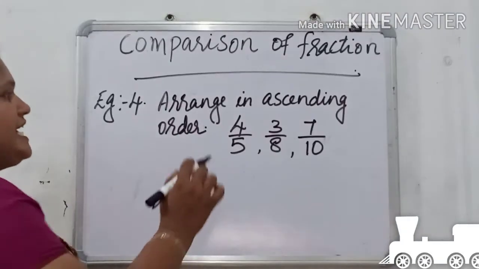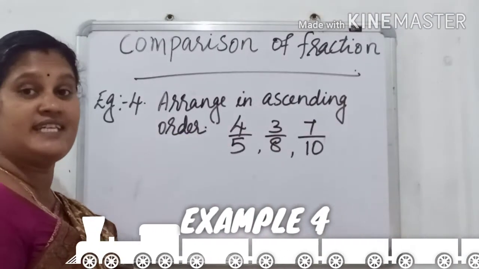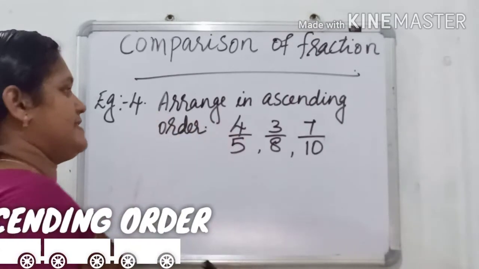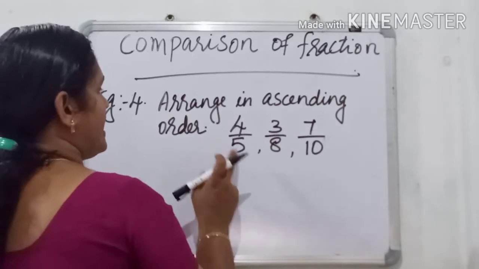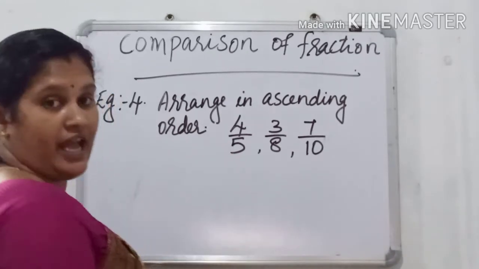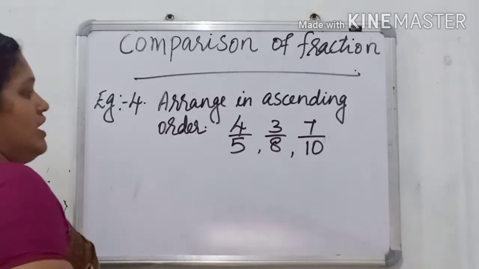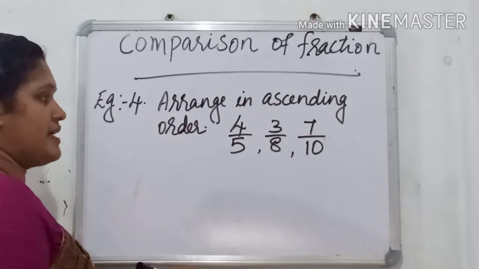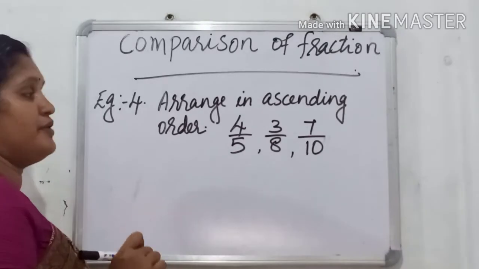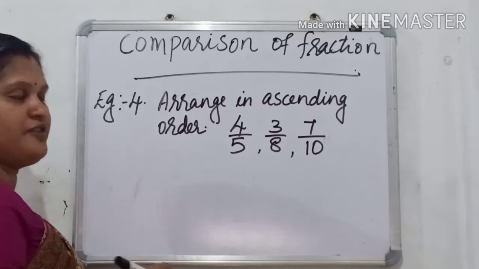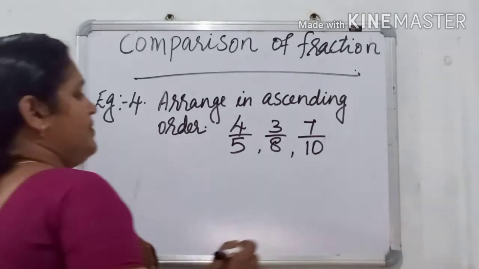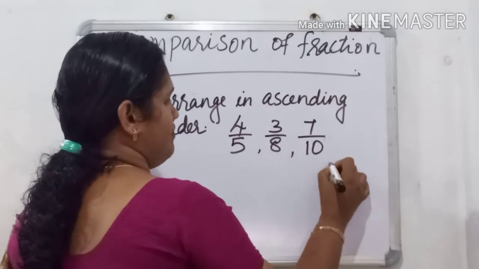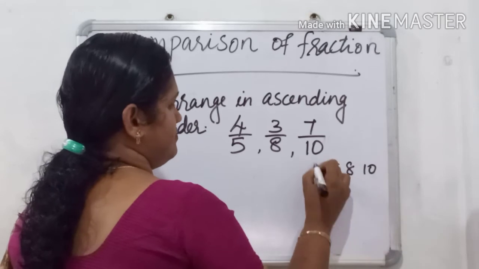Example 4. Arrange in ascending order. Ascending order means from smallest to biggest. To arrange these in ascending order, first we have to compare them. They are unlike fractions. To compare unlike fractions, first we should convert them into like fractions. So first we have to find the LCM of the denominators 5, 8, 10.